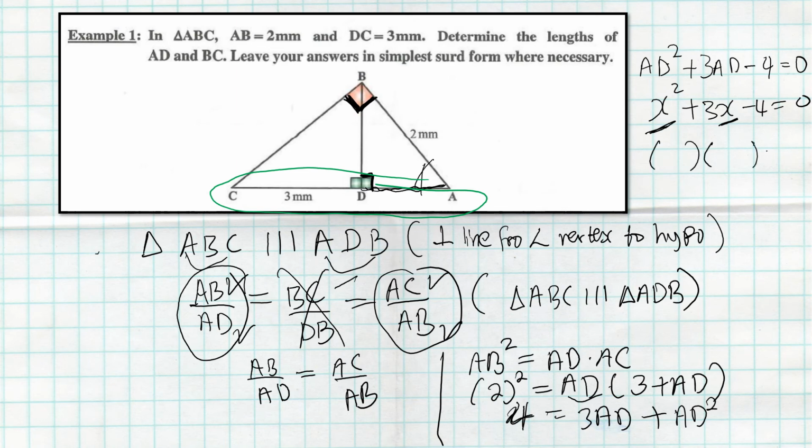So I can quickly just factorize: x equals minus 4 or x equals 1. The minus will cancel out because we don't have a length that is negative. So x is the answer, then my AD is equal to 1 millimeter. Can you see? We got it.